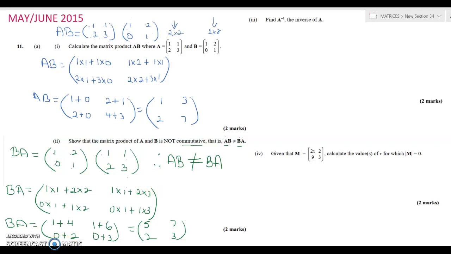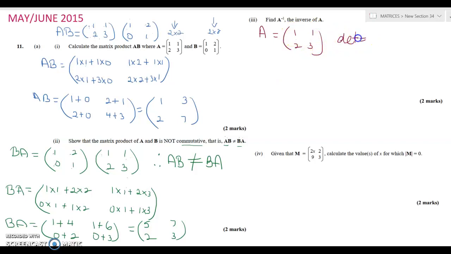So parts 1 and 2 tested the matrix multiplication. Alright, going on to part 3, we want to find the inverse of matrix A. So matrix A is 1, 1, 2, 3. Remember, first we need to find the determinant.